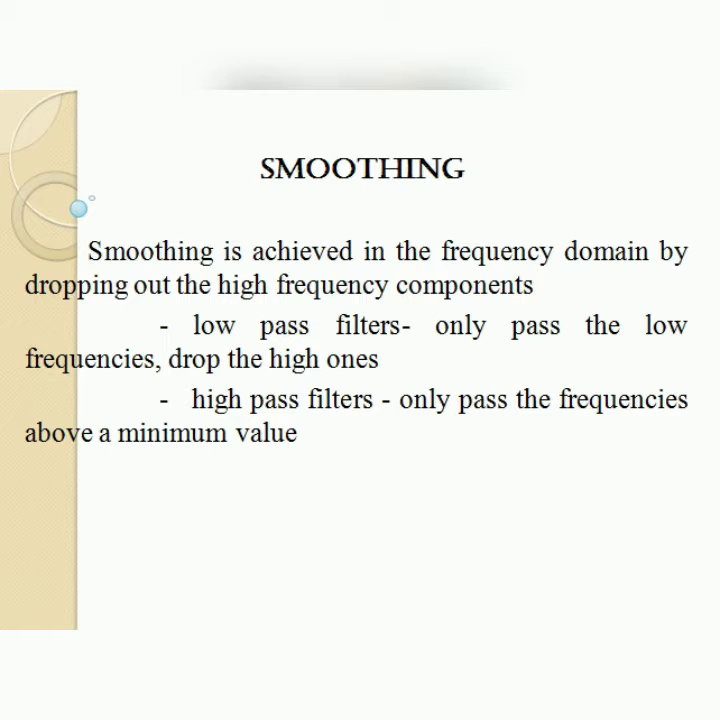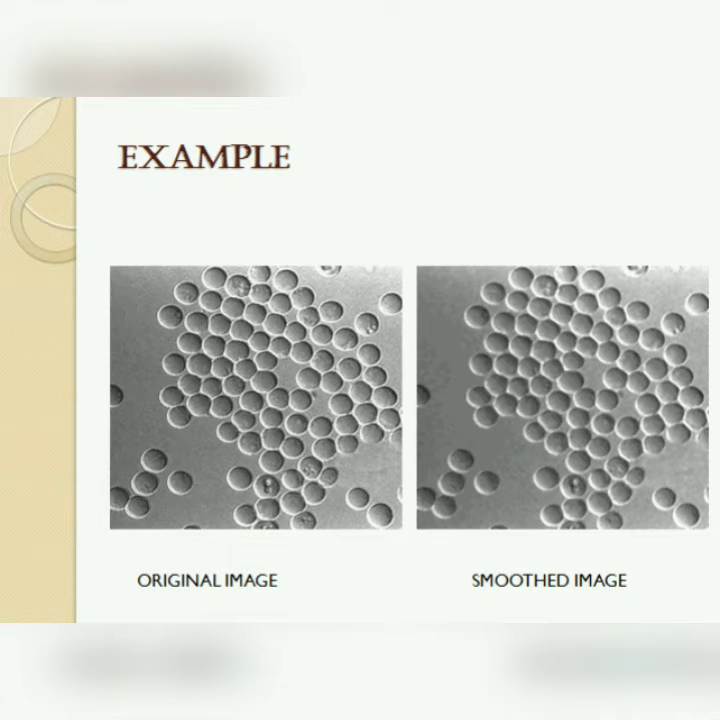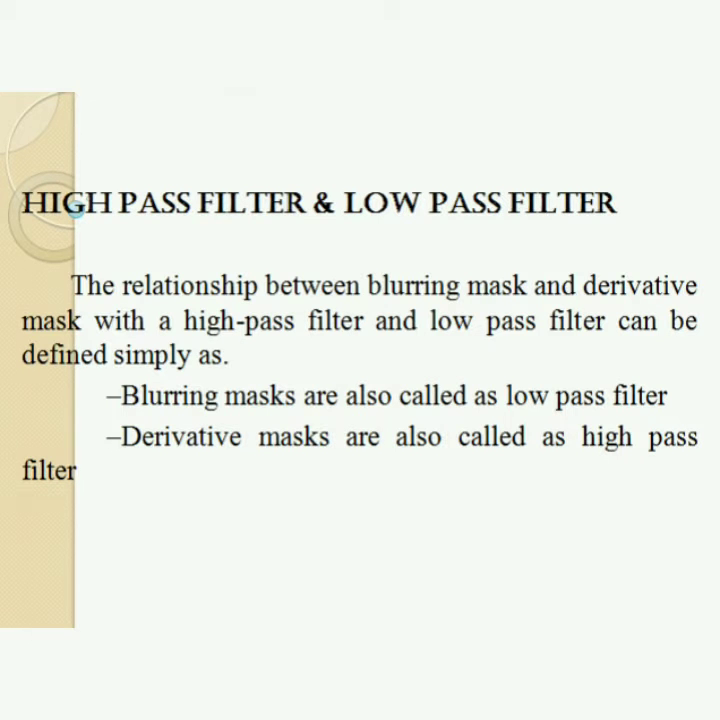Whereas sharpening, sometimes also referred to as edge detection, is obtained by passing the high frequency components and dropping the low frequency components. So there are two types of filtering here: the low pass filtering and the high pass filtering. This is an example of a smoothened image. The first one is the original image on the left side, and the smoothened image as the result is on the right side.